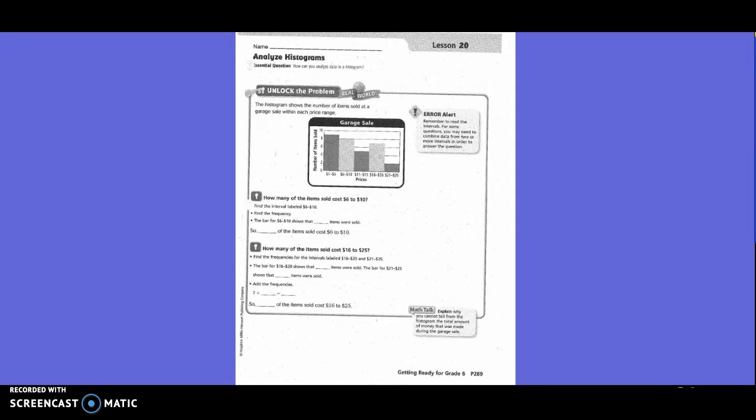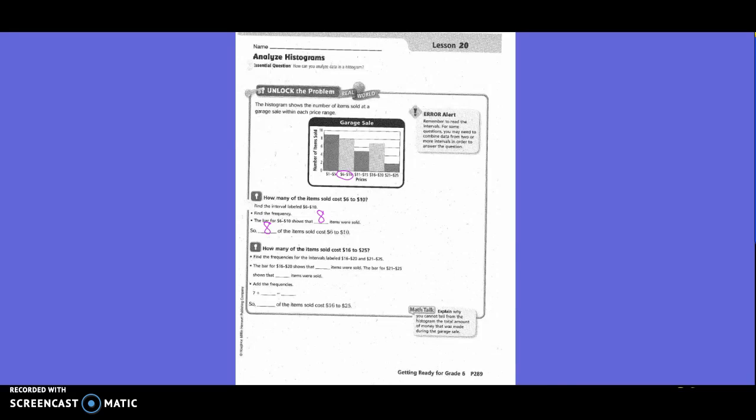So unlock the problem. The histogram shows the number of items sold at a garage sale within each price range. So they have, of course, $1 to $5, $6 to $10, and so on. How many of the items sold cost $6 to $10? Find the interval labeled $6 to $10. So that would be right here. Find the frequency. The bar for $6 to $10 shows that eight items were sold. So eight of the items sold cost $6 to $10.